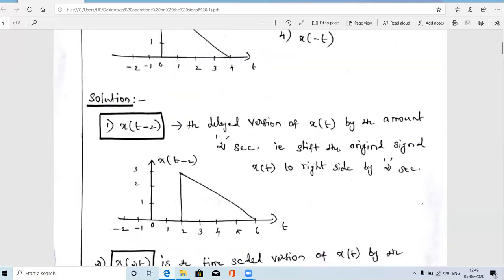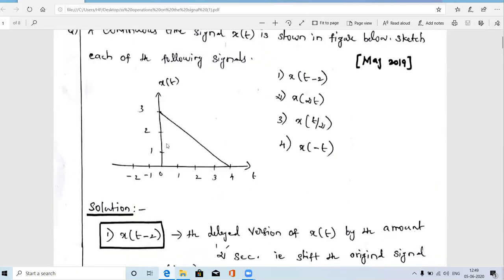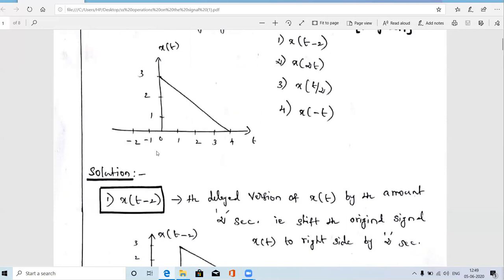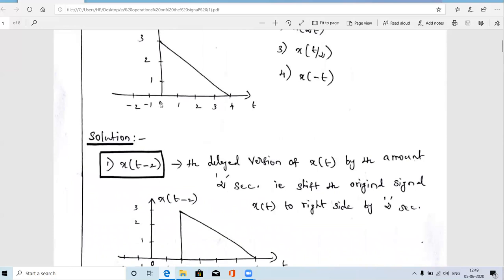Here, this is the original signal x of t. In this x of t, there is no change in the amplitude at all. There is a change in the time. Time scaling means we are performing the operation on the x-axis only, not the y-axis. So there is no change in the amplitude, only in the time scale. Here, the lower limit is 0, and the upper limit of x of t is 4. The actual width of the signal is 4 seconds.